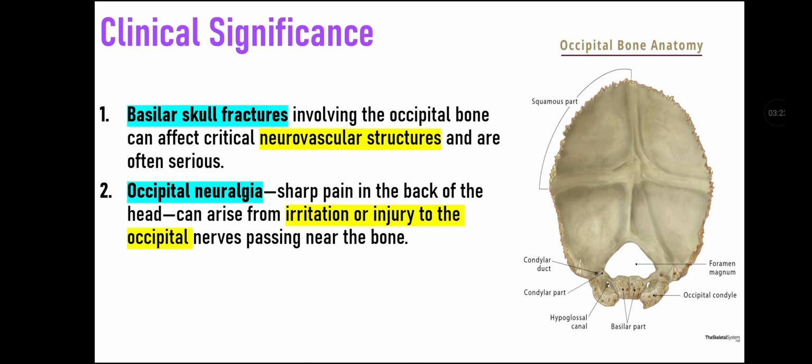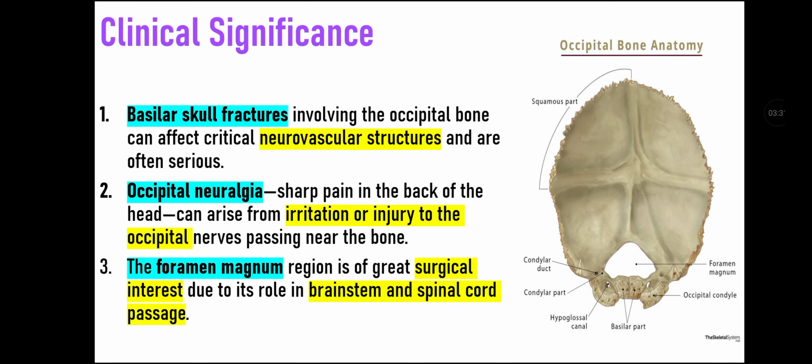The next clinical significance is occipital neuralgia. That is sharp pain in the back of the head. It can arise from irritation or injury to the occipital nerve passing near the bone. The next clinical significance is the foramen magnum. This region is of great surgical interest due to its role in brainstem and spinal cord passage.